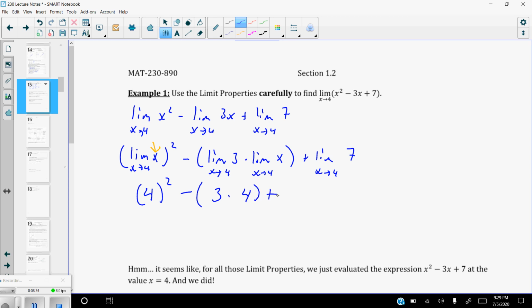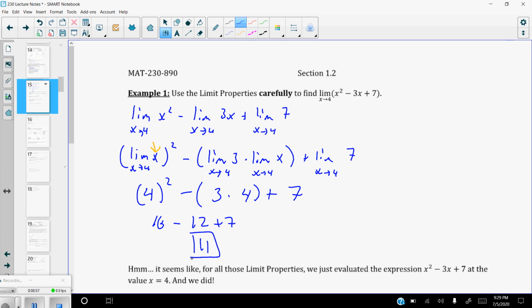And then the last piece is the limit of 7. 7, again, is a constant. So the limit of a constant is the constant. It doesn't matter what x is approaching. And now we're just going to go ahead and simplify this. So we're going to get 16 minus 12 plus 7. 16 minus 12 is 4, plus 7 is 11. So there is our limit.